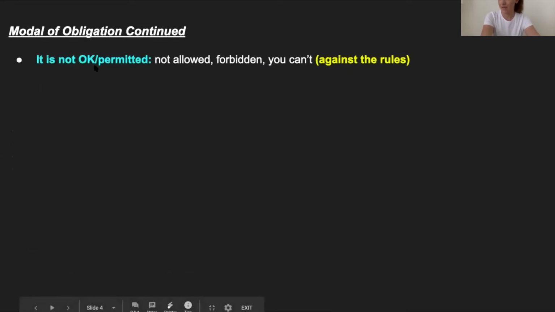It is not okay or permitted. So it's against the rules. So not allowed, forbidden, or you can't. Can you think of your own sentence using not allowed? Excellent. You are not allowed to bring your phone to school.